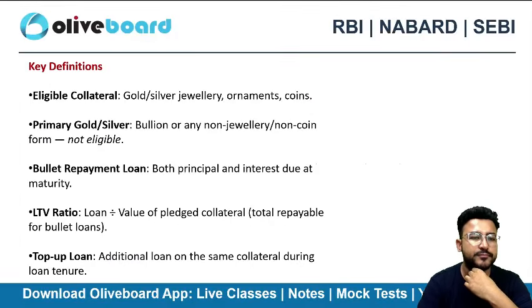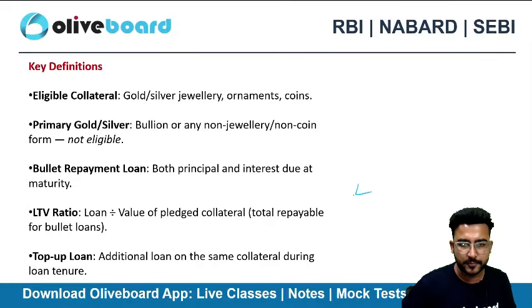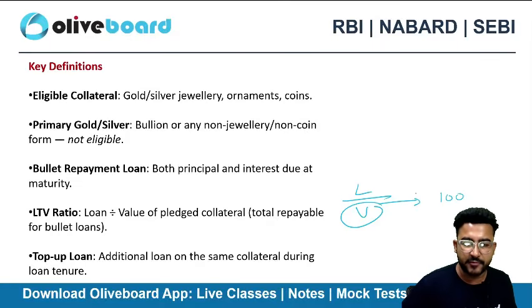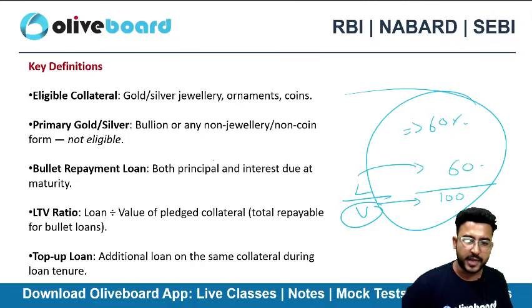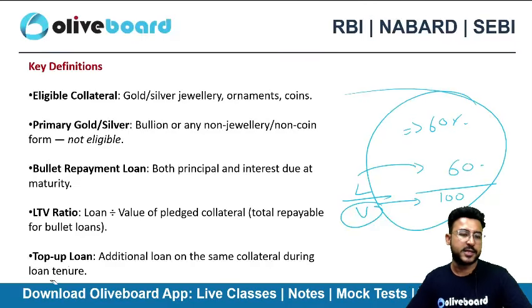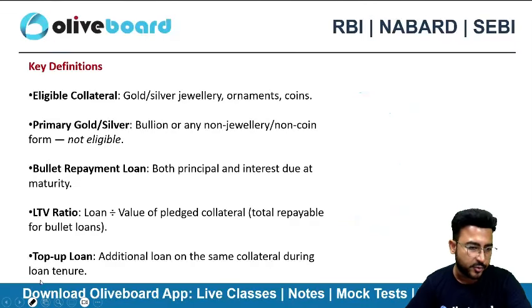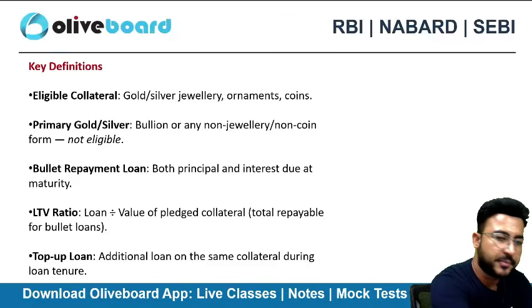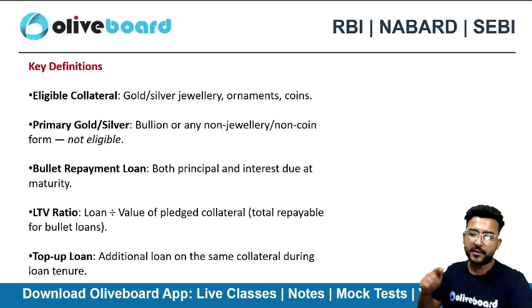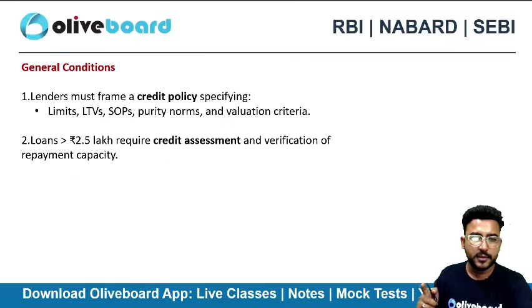What else we need to remember here is the LTV ratio, loan to value ratio: how much value your security has. Let's suppose gold is worth 100 rupees and you have sanctioned a loan of 60 rupees. Then 60% will be your LTV ratio in this example. There's a criteria of LTV ratio that you need to remember. It can be important for your examination, along with the fact that bullion is not allowed here.